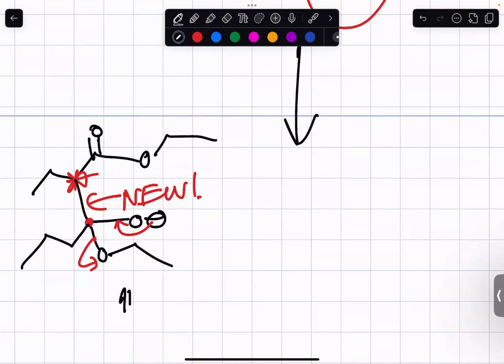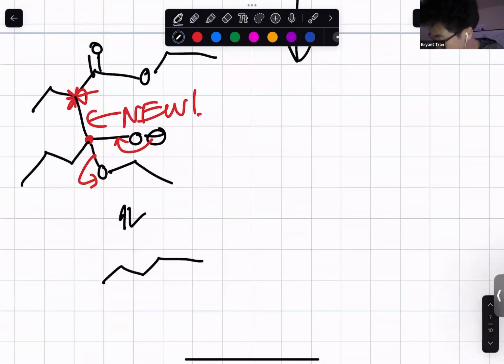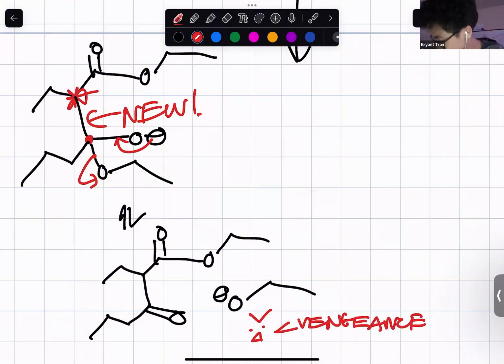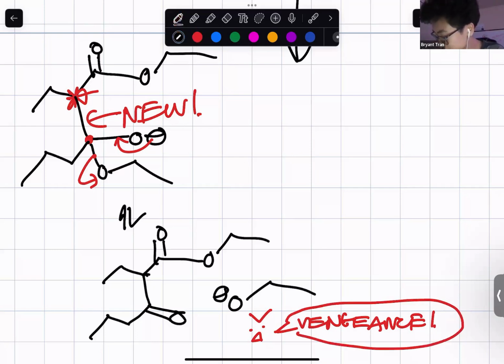This right here is a bad leaving group, so it's going to leave, but it's able to leave because we're in basic conditions here. But when it leaves, it's very, very angry. This is a very important step in the mechanism. It's going to come back for vengeance, and to do that, it's going to deprotonate the alpha hydrogen in between the two carbonyls.